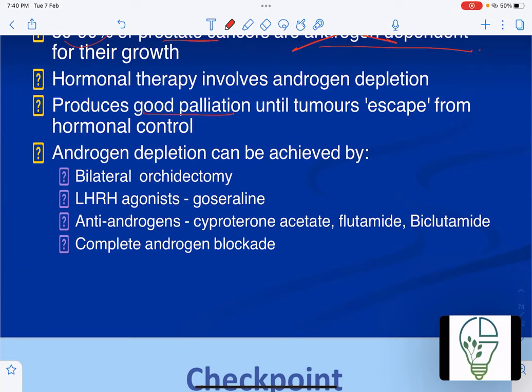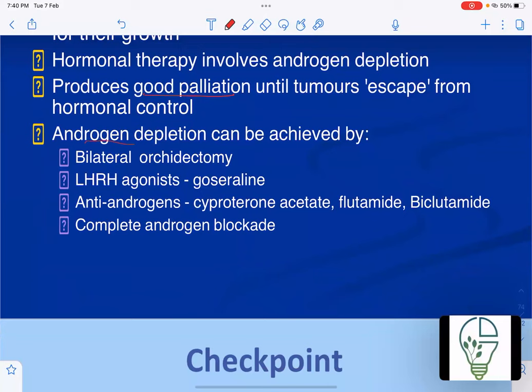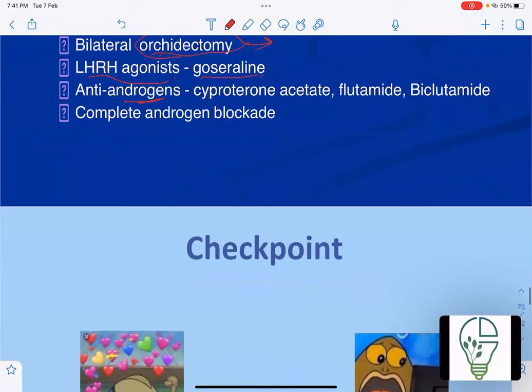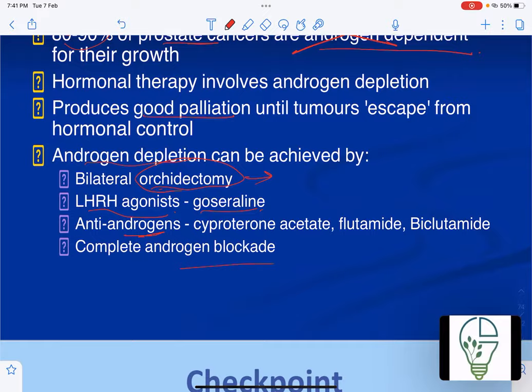So what we do is androgen depletion. We do bilateral orchidectomy. Basically, we take both of the testes out, so this decreases the production of androgen. We can use LHRH antagonists like goserelin, or antiandrogens, and we can just block androgen itself. These are the main forms of hormonal therapy.